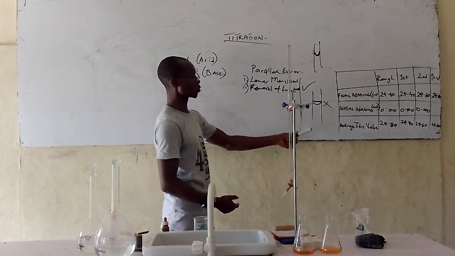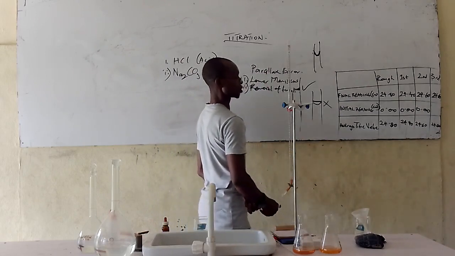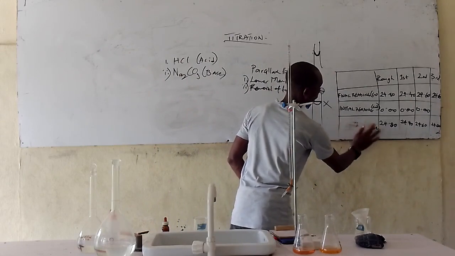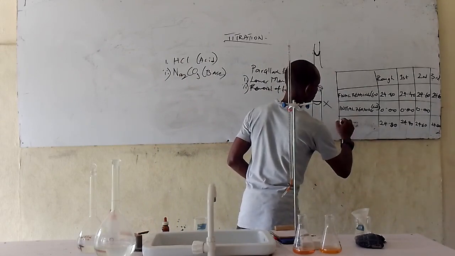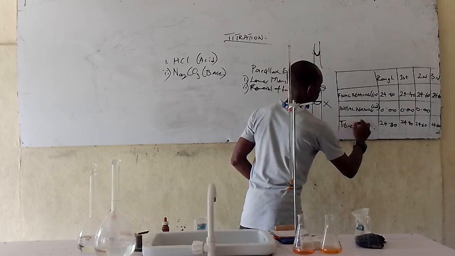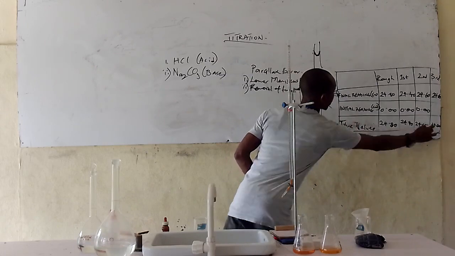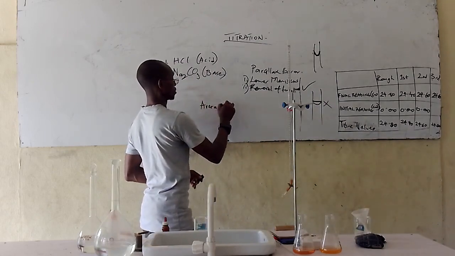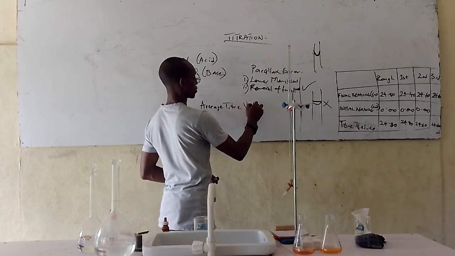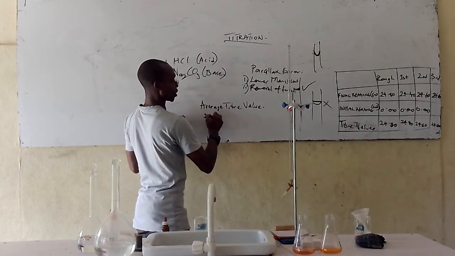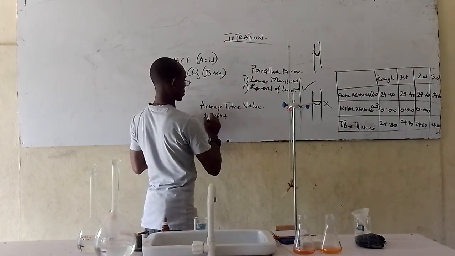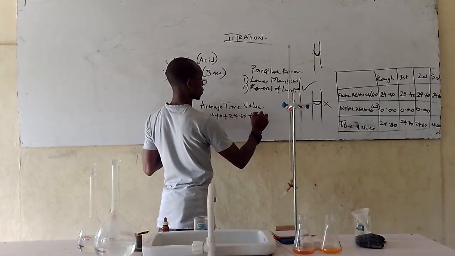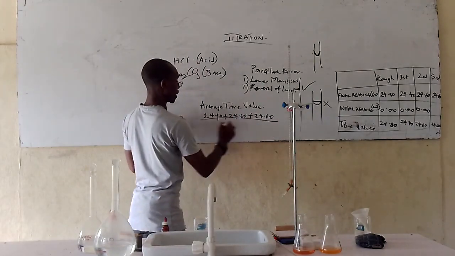So we have to calculate what we refer to as the average titre value. Okay, sorry, I wrote average titre value here. This is supposed to be the titre value. So let us now calculate the average titre value. So we have 24.60 plus 24.40, then 24.60, plus 24.60, divided by 3.